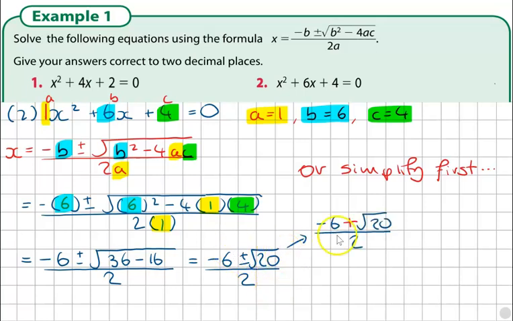So break it down into one with a plus. And into the calculator, minus 6 plus root 20 all over 2. Again, gives me minus 0.76. And then I have the same thing, just this time now with a minus. And I get minus 5.24 as before.